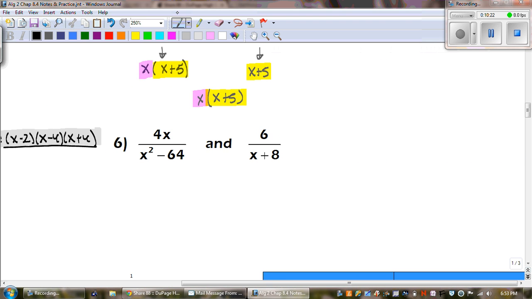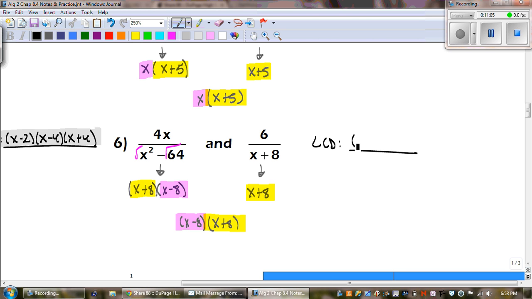Okay, last one on this side. So x squared minus 64, that breaks down into the difference of two squares. So we have x plus 8, x minus 8. And here we just have x plus 8. So in common, they both have x plus 8. But we need the other one to have an x minus 8 as well. So our LCD would be x minus 8, x plus 8.